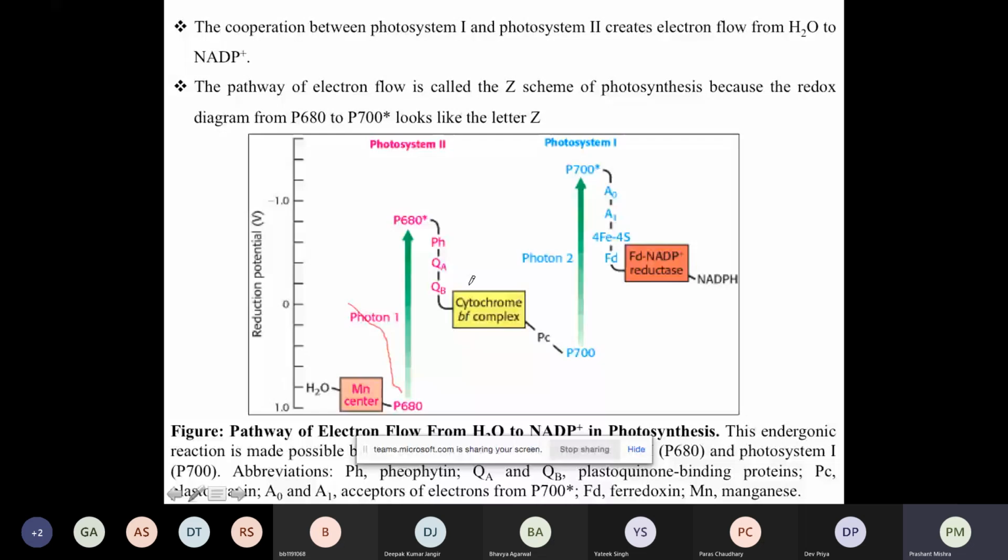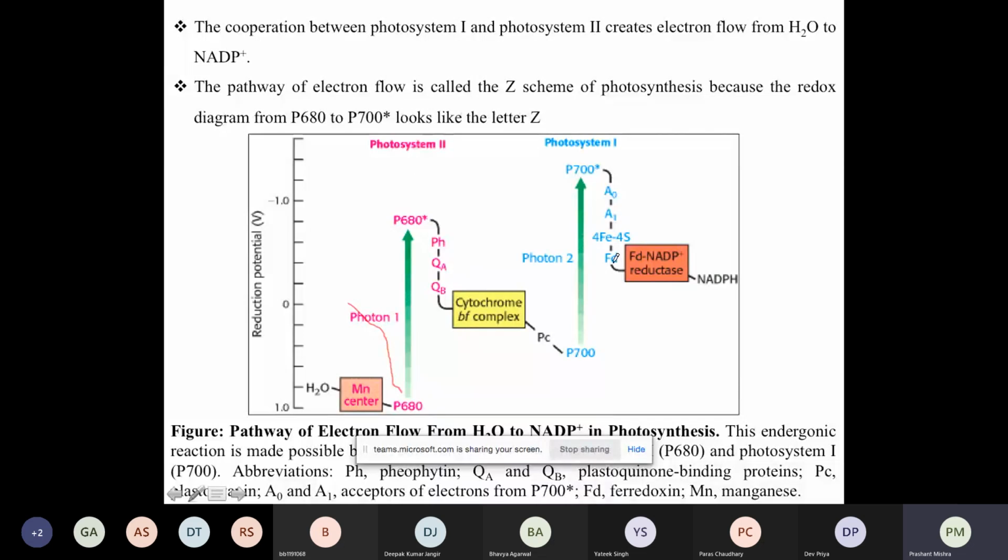So there are two important complexes here. One is the cytochrome b6f complex, and another is ferredoxin-NADP reductase. The cytochrome b6f complex is the one where ATP is being synthesized, and ferredoxin-NADP reductase is the one where NADP is converted into NADPH. Now, this kind of reaction is possible when we talk about cyclic phosphorylation.